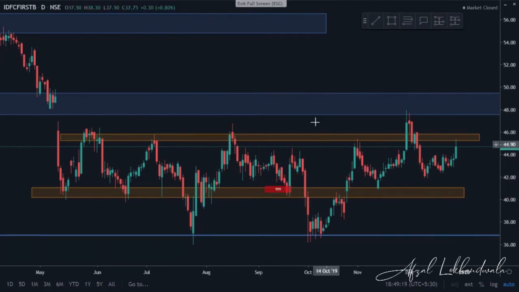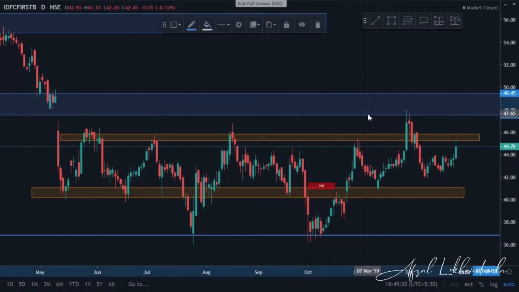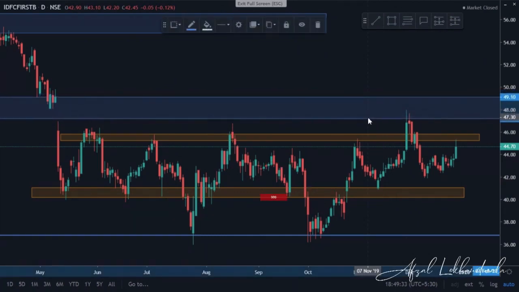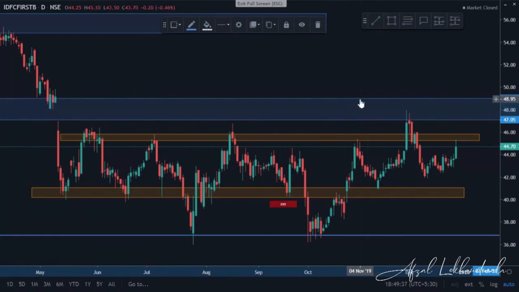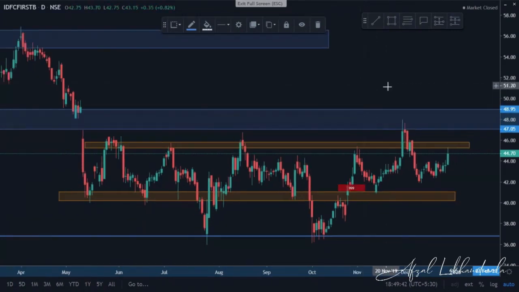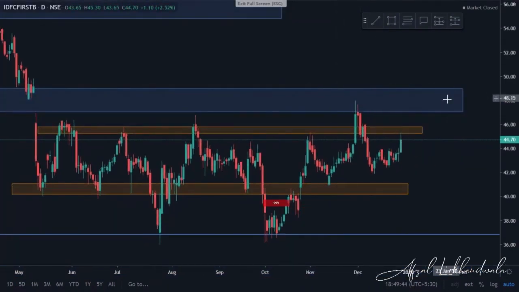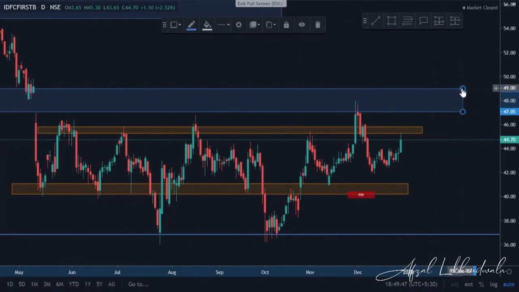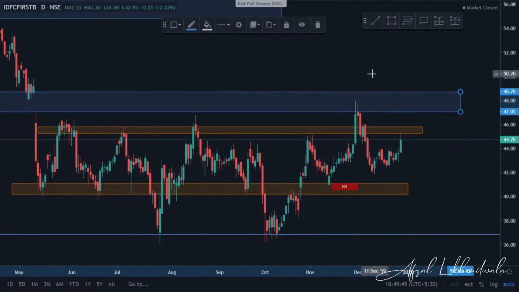Now let us come to this resistance. Now there are no other rejections visible except this one. So polishing this area is not quite possible. However, we can lower this area a little bit so that the wicks stick out of the area. We can also make this a little thinner if we want, but it is not quite compulsory because there are no other rejections of this area visible in this lower time frame, that is the daily chart.